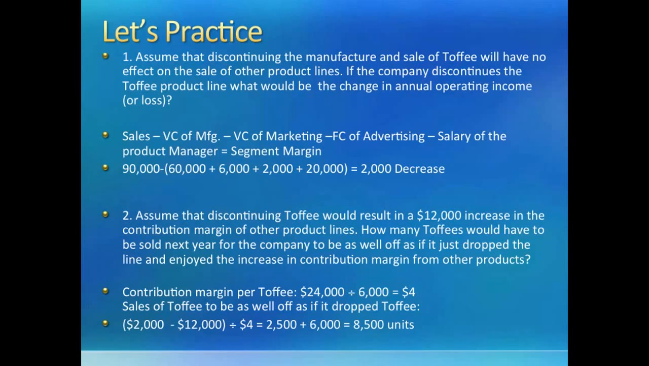If the company dropped this product, they will lose $2,000, but they will gain $12,000 from sale in other products. So net loss will be $10,000 of contribution margin, which should be made up by additional sale of 10,000 divided by $4 of contribution margin, equal to 2,500 more units. Since the company currently sells 6,000 units, they will have to sell a total of 2,500 plus 6,000 equal to 8,500 units of toffee to be indifferent between keeping and dropping the product line. If toffee cannot sell at least 8,500 units, then the company is better off dropping it rather than keeping it.